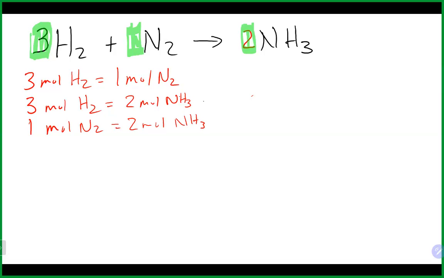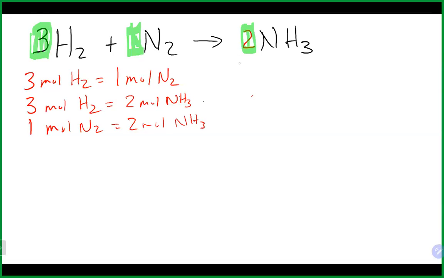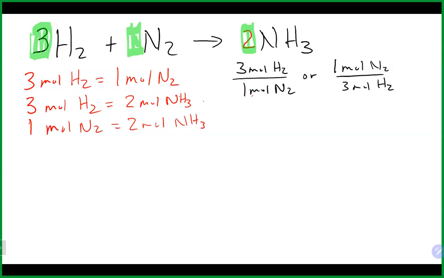So we're just going to write the conversion factors that we could get for each of these. Starting with the first one, we could say there are 3 moles of H2 over 1 mole of N2. Or we could flip it around: 1 mole of N2 gets us 3 moles of H2. For the second one, we could say 3 moles of H2 gets us 2 moles of NH3.